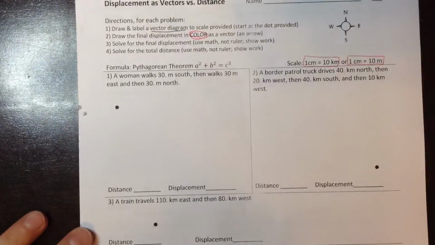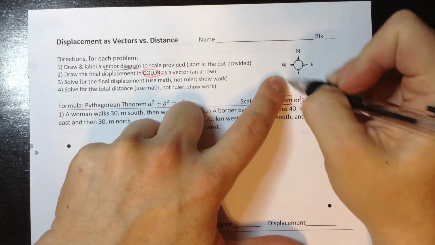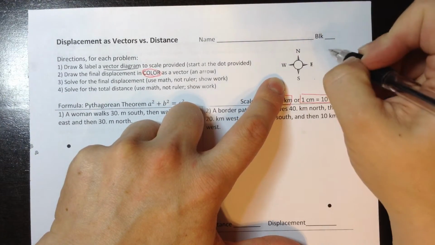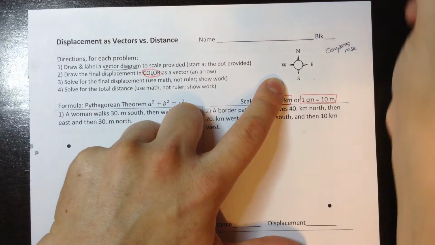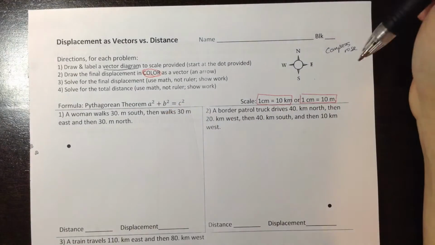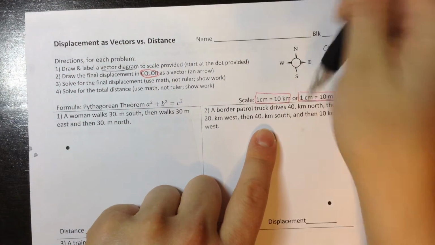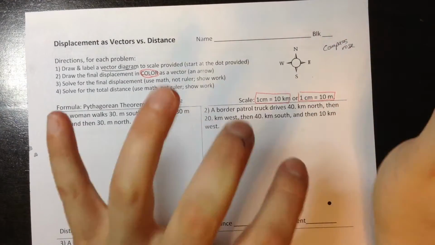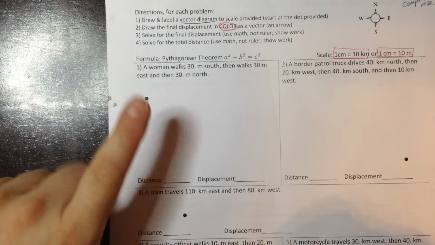Okay, so how do we do this? First thing I need to pay attention to, right here on the side of the paper, we have north, south, east, west. This is called a compass rose. Whenever we are dealing with north, south, east, and west, and we're drawing on a piece of paper, north is up on the paper, south is down, east is to the right, west to the left, just like on a map.